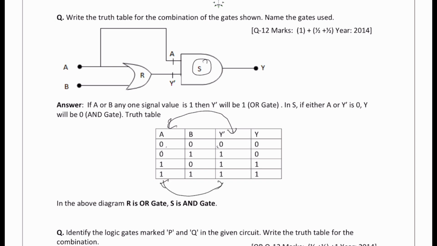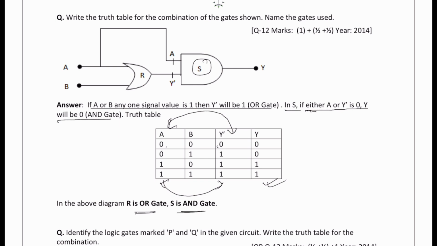So now if A or B, any one signal is 1, then Y dash will be 1. This is the OR gate. OR gate is A plus B. In S, S means AND gate, which multiplies. If either A or Y dash is 0, then Y will be 0, AND gate. So this is the truth table. For all permutation combinations, this gives you the input versus output result. So in the above diagram, R is the OR gate, S is the AND gate, correct?